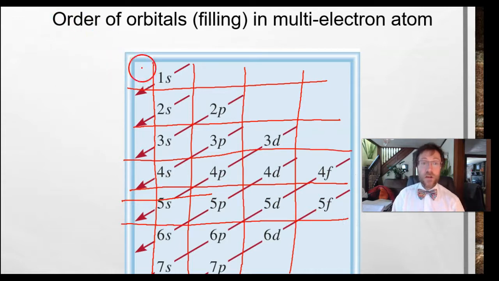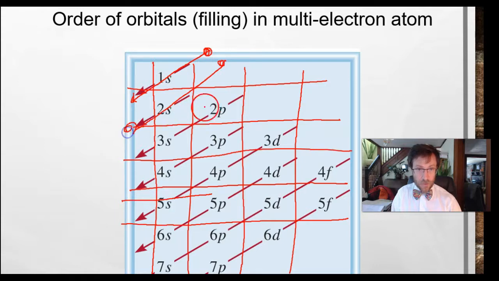So the first energy level just has S. That's it. N is 1, you have S. In N equals 2, you have S and P. In energy level 3, or N equals 3, you have S, P, D. In energy level 4, you have S, P, D, F. And then 5, there's S, P, D, F, G, but we're not going to get there. Once you have that grid, you basically fill diagonally. So you start here, and you go diagonal like this, and then diagonal.